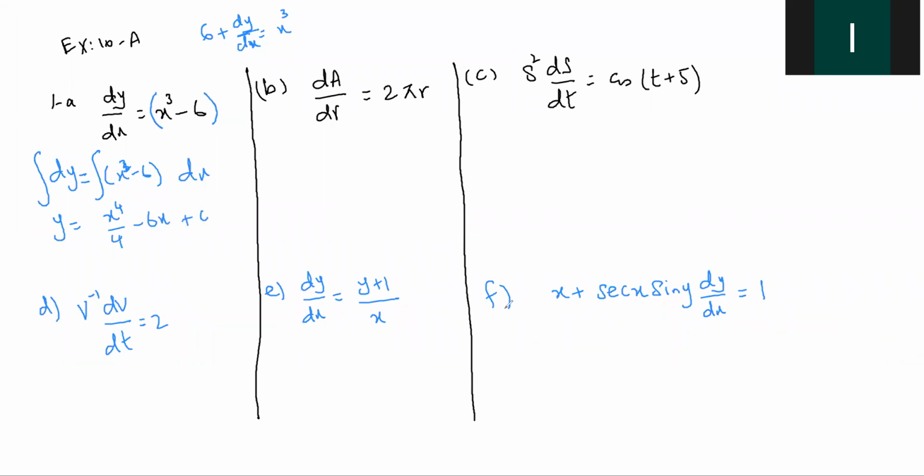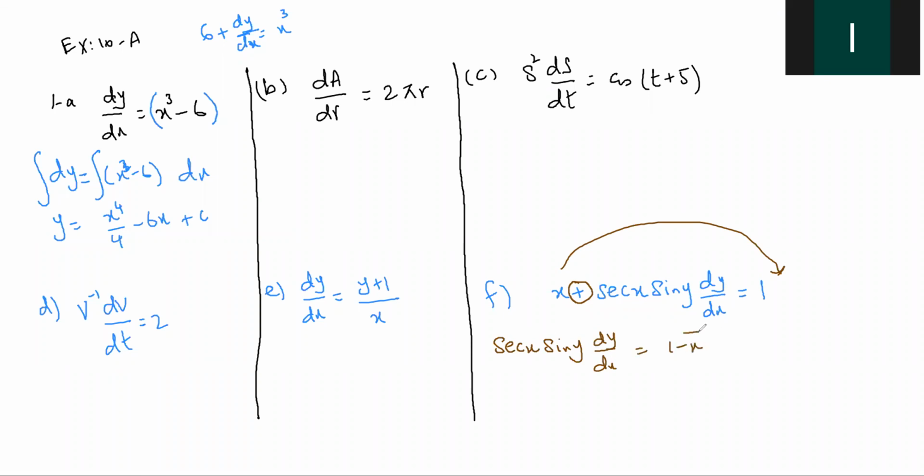Similarly, if you look at this f part, again, we do not like this plus sign over here. We hate this plus sign, okay? So I'll be moving this x to this side, first of all. So this will become secant x sine y dy by dx, and that is equal to 1 minus x.